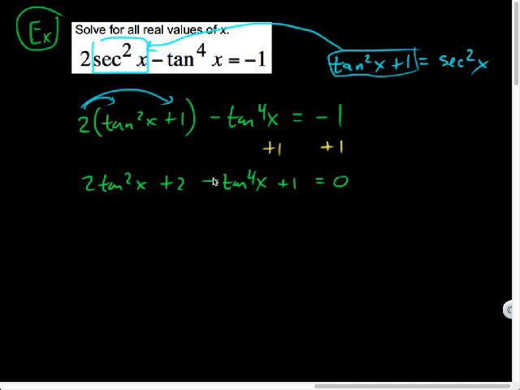And I might as well try to write this in standard form from highest exponent to lowest. So let's rearrange this. We'll write this as negative tan to the 4th x plus 2 tan squared x. And then it looks like plus 2 and plus 1. Those are buddies. That's plus 3.